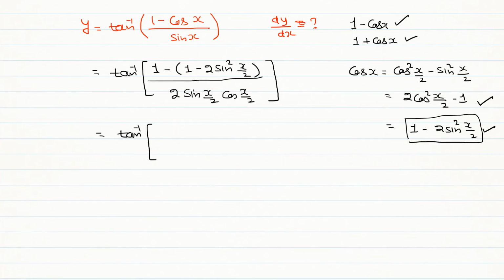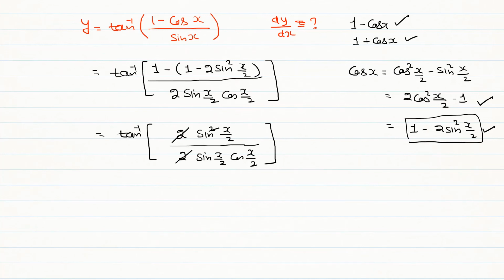1 minus 1 will cancel the 1. Minus minus plus. So I have 2 times sine square x by 2. Similarly, in the denominator also I have 2 times sine x by 2 cos x by 2. This was the half angle formula for sine x. That's how we have written it this way. Now this 2 and this 2 cancel.